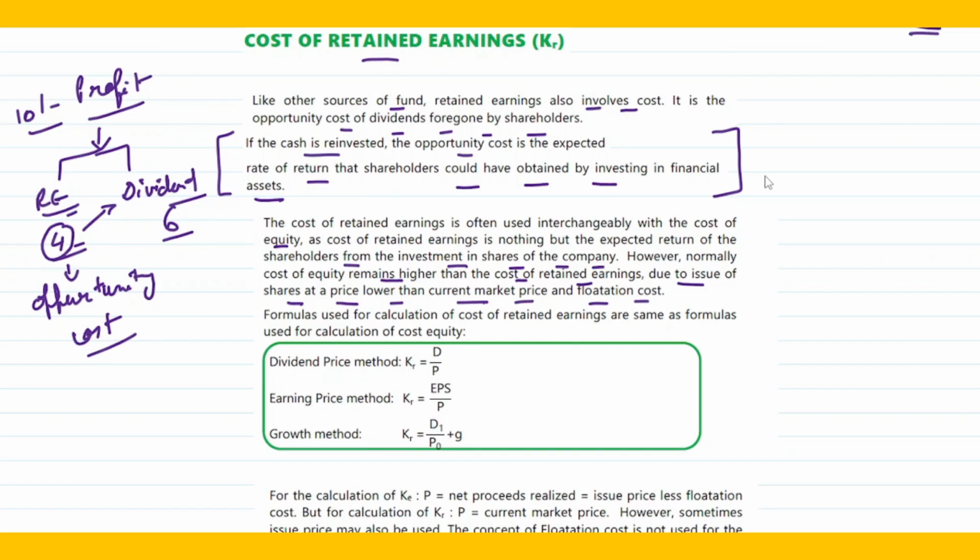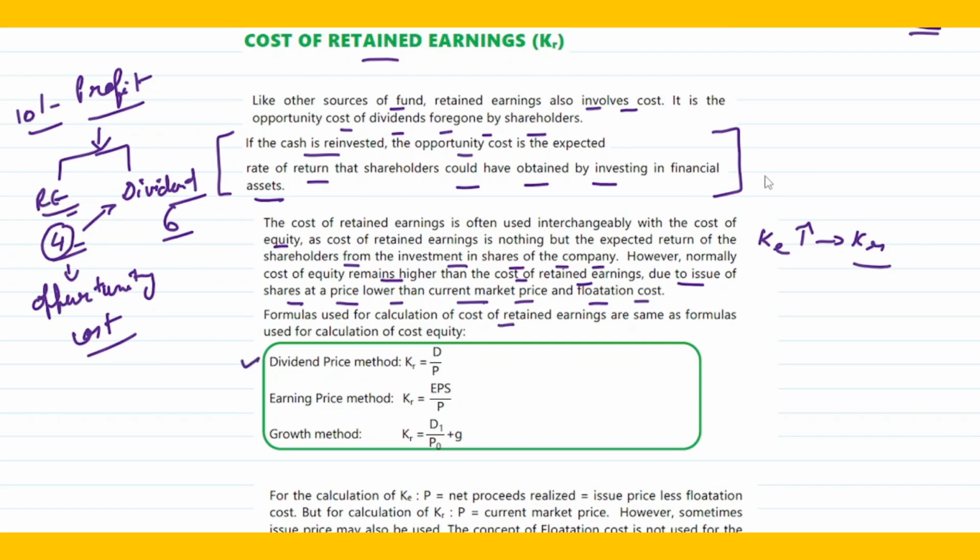So please understand, the cost of equity, that is KE, remains higher as compared to KR. We represent retained earnings through KR, right? Okay. Now, what are the various formulas used for the calculation of cost of retained earnings? They are very much the same or similar to those of the equity shares.